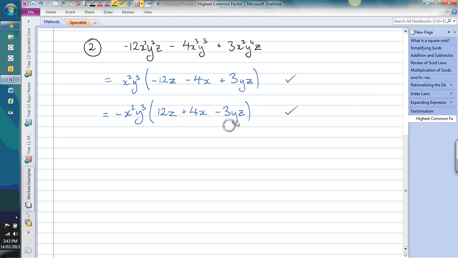Just wanted you to be aware of that because sometimes the textbook will have one of these answers but not the other. And you need to be able to tell that they're in fact the same thing.